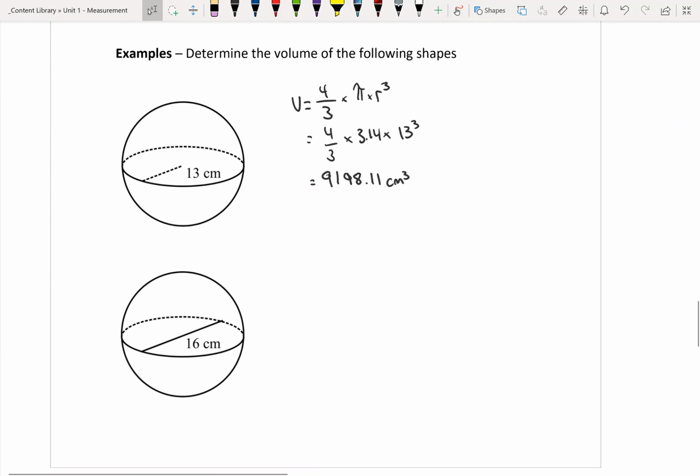If we look at our next sphere, we're looking for the volume again, so we're going to use the same formula, 4 over 3 times pi times r cubed. 4 over 3 times 3.14 times, now my radius, I'm not given the radius, I'm given the diameter. Remember, the diameter is the entire way across, the radius is halfway, so half of 16 would be 8. So my radius is 8, and I'm cubing it. 4 over 3 times 3.14 times 8 cubed works out to 2,143.57 centimeters cubed.